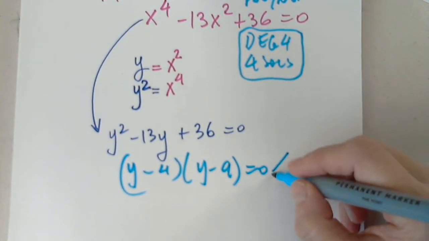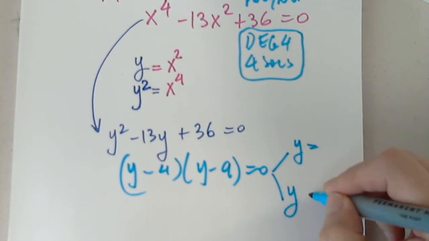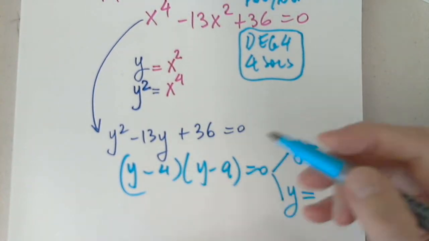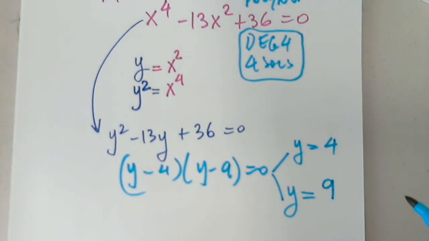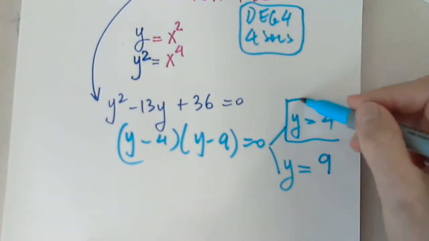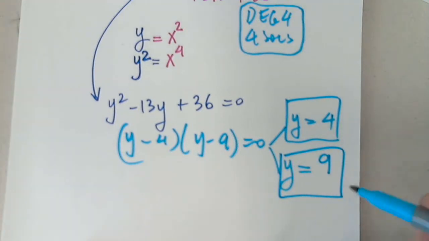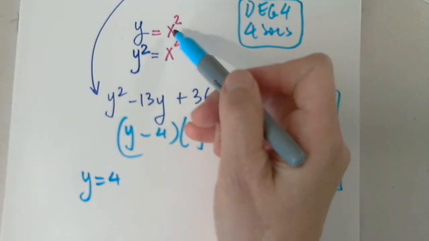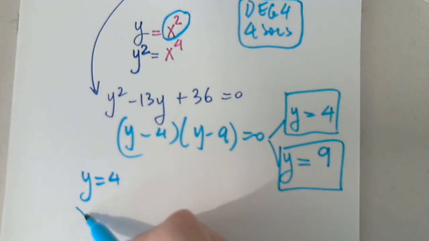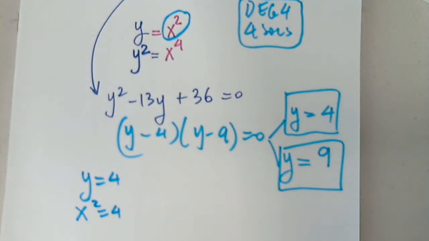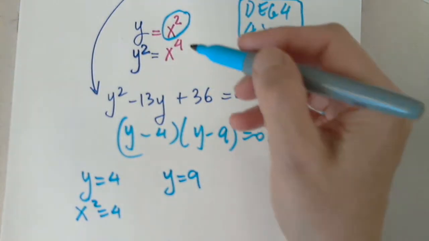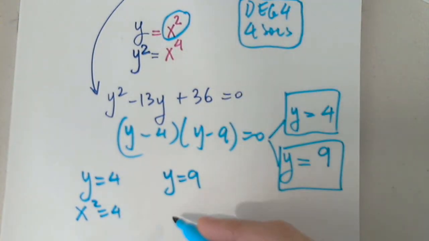I get two solutions in y. Can anyone give us the solutions in y? Y equals 4 and y equals 9. Excellent. But now these two are two new equations that I have to solve. When I say y equals 4, I really mean x squared equals 4. When I write y equals 9, I really mean x squared equals 9.